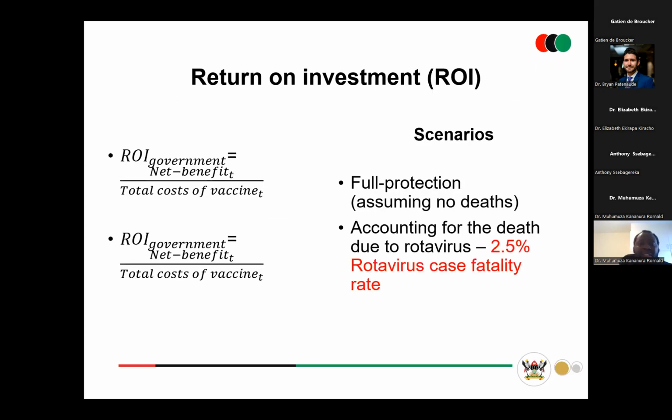And then the return on investment, where we get the net benefit divided by the total costs of the vaccine. And we did this considering two scenarios. The first scenario is if there is full protection, assuming no death. And the second scenario is accounting for the deaths due to rotavirus, where we considered a 2.5% case fatality rate.